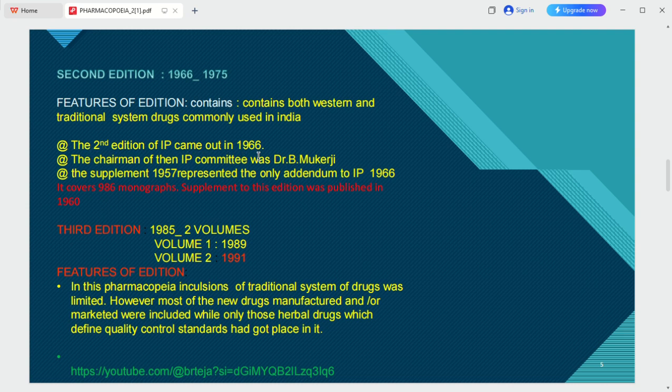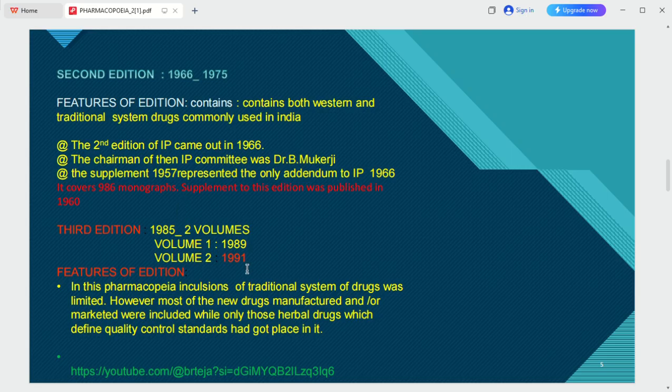The second edition of the Indian Pharmacopoeia came out in 1966. The chairman of the Indian Pharmacopoeia Committee was Dr. B. Mukherjee, who released the second edition. Okay, the supplement 1957 represented the only addendum to the Indian Pharmacopoeia in 1966. The second edition has a total of 986 monographs. How many monographs are covered in the second edition? 986 monographs. The supplement to this edition was published in 1960.